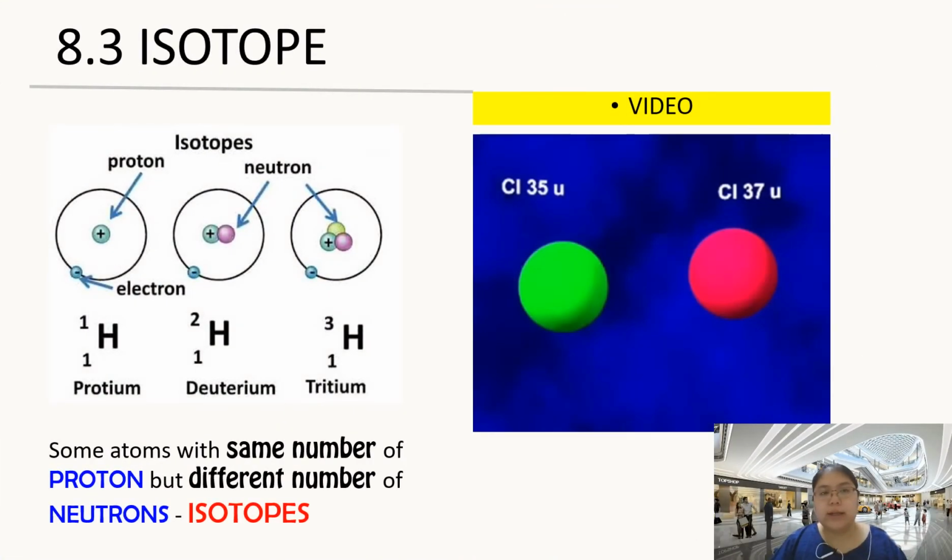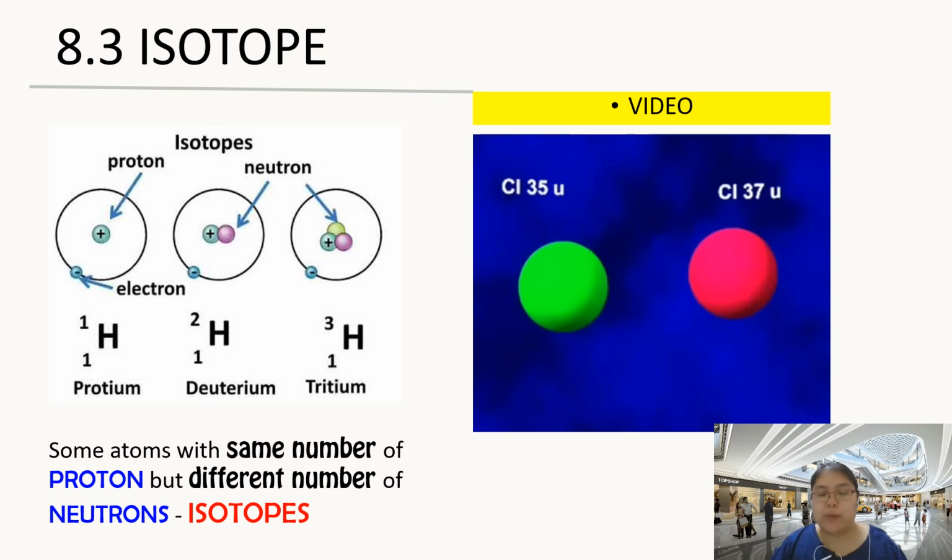Okay, let's see the isotope. First we need to understand what an isotope means. Refer to the diagram here. We have 3 diagrams of hydrogen. Let's see the first one. Hydrogen has just 1 proton. The second one we don't call hydrogen; this one we call deuterium. Deuterium also has 1 proton, but has 1 extra neutron.